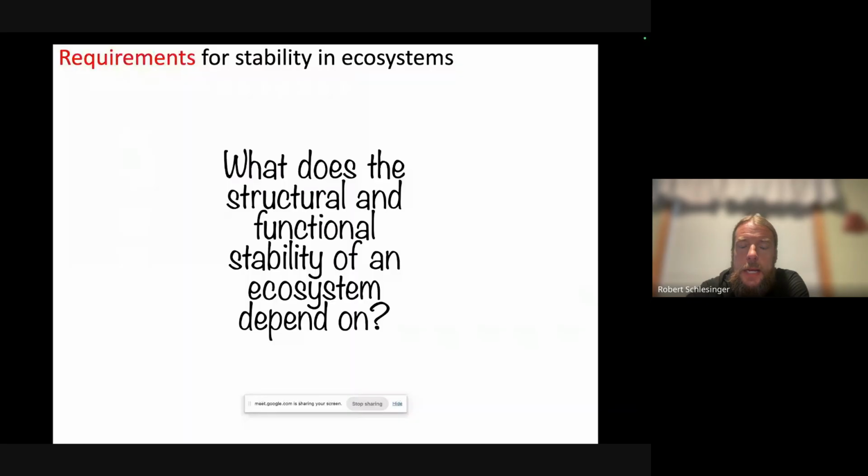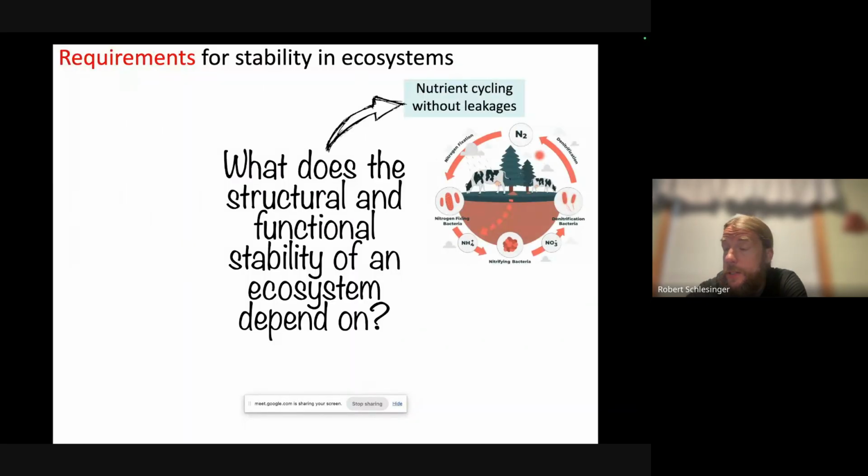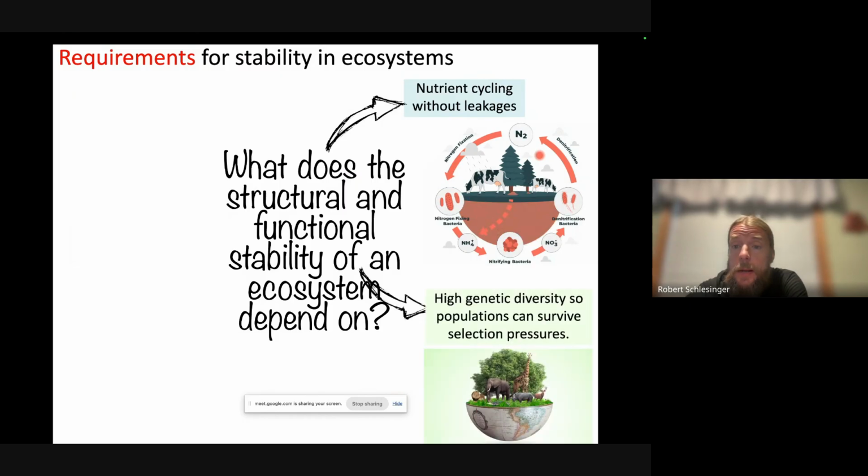Okay, so let's try it one more time. We talked about how efficiently nutrients are cycled through an ecosystem that impacts stability. Genetic diversity is also a huge factor in the stability of an ecosystem. A rainforest has a tremendous amount of genetic diversity, so it can withstand a little bit more interference or impact than perhaps an ecosystem with less genetic diversity. And the same goes for animals.